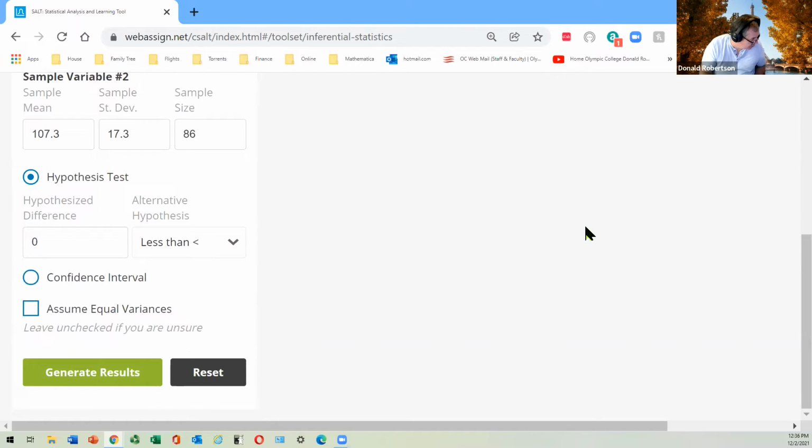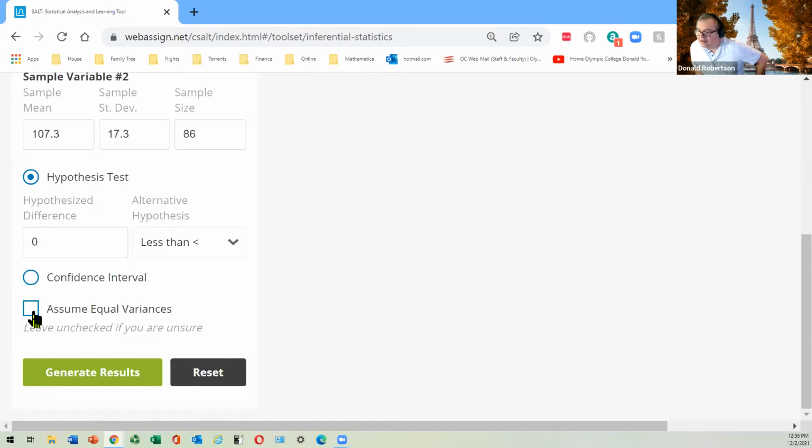I've got a whole load of information I want, but really all I need is a p-value. But there's a box here that doesn't get used much, but it does get used sometimes. And it says assume equal variance. You see that?